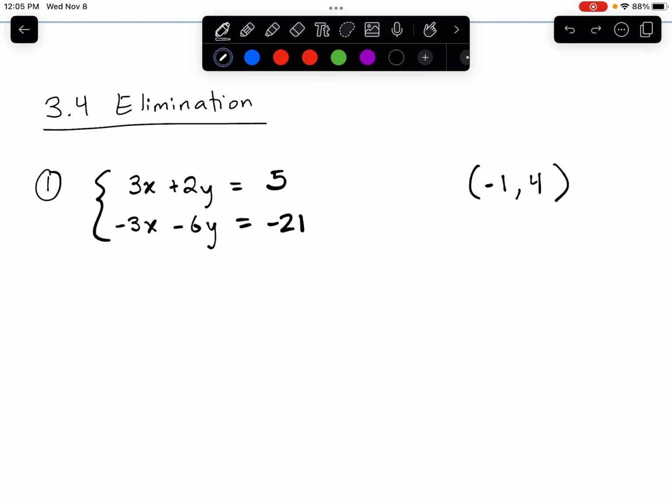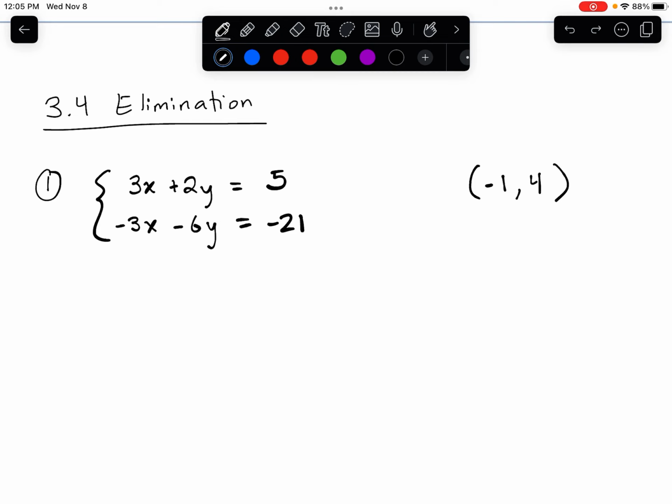Now, the other important thing, in addition to having them both in standard form, is to make sure that the coefficients of one of your variables, either x or y, not necessarily both, just one or the other, have to be opposites of each other. So if one is positive 3, the other would be negative 3. If one was negative 4, the other would be positive 4. You want to make sure you have opposite coefficients. Now notice the y coefficients are different, and that's okay because as long as we have one of the variables with opposite coefficients, we are okay.